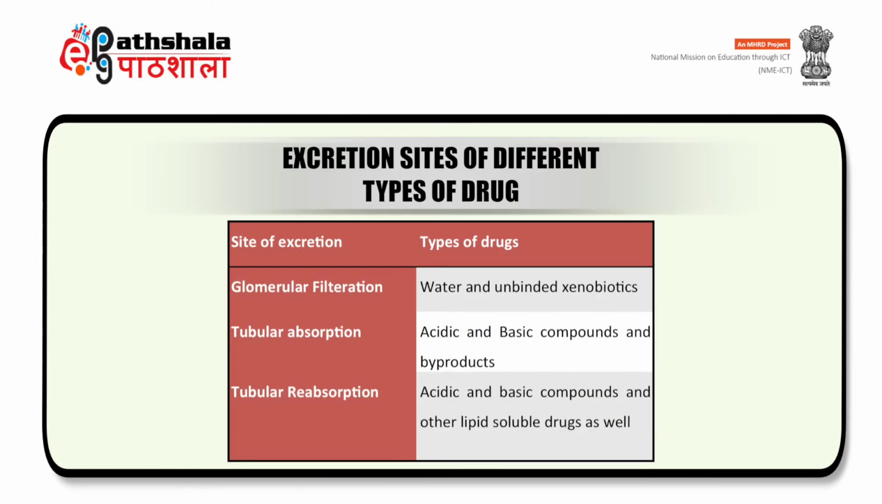The present table discusses the excretion sites of different types of drugs, the site of excretion and the corresponding types of drugs which are excreted. Under glomerular filtration, the drugs which are excreted are water and unbound xenobiotics, that is, drugs not bound to plasma protein.